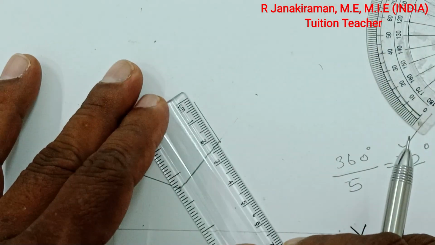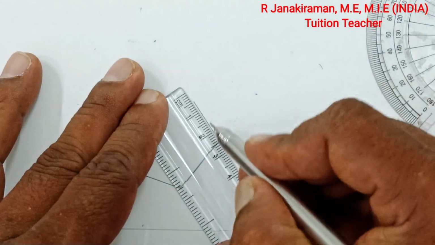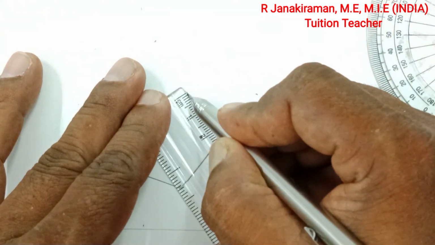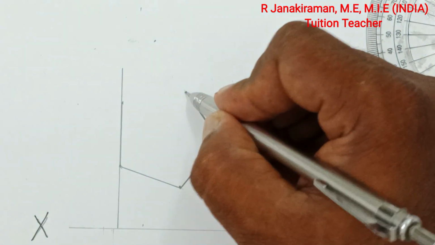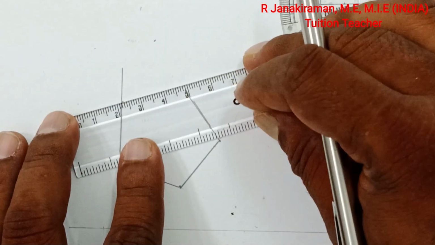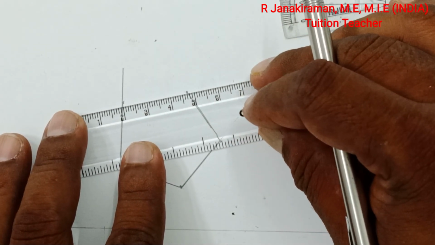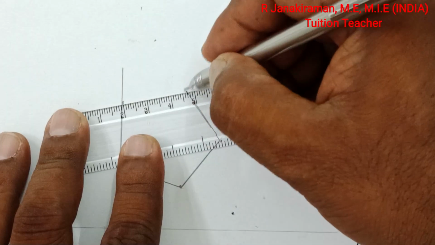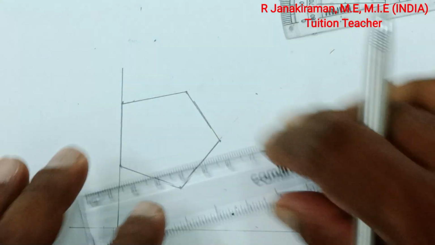Take the distance side of your pentagon. Here I take 2.5 centimeter, 25 mm, using HB pencil. This point will be the end point. Join and close the two points. You can check it using the protractor also. It will have 72 degree.